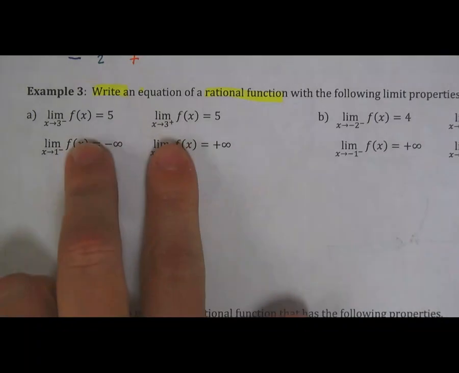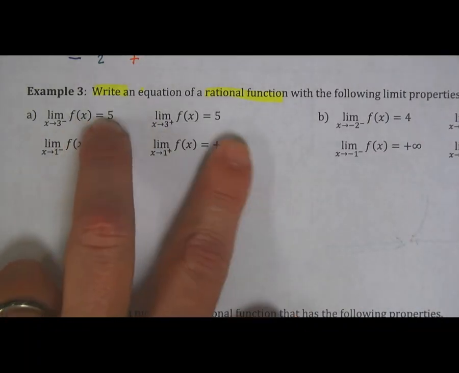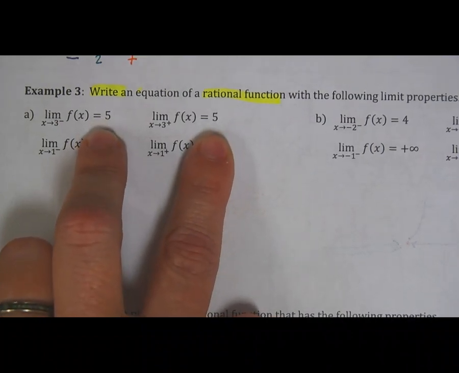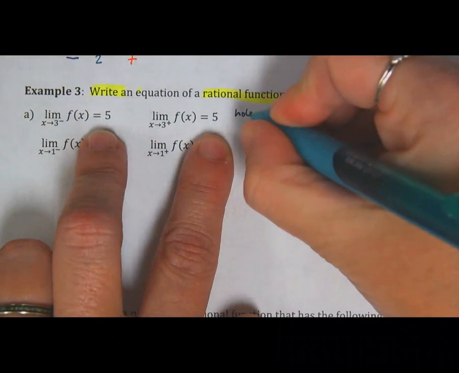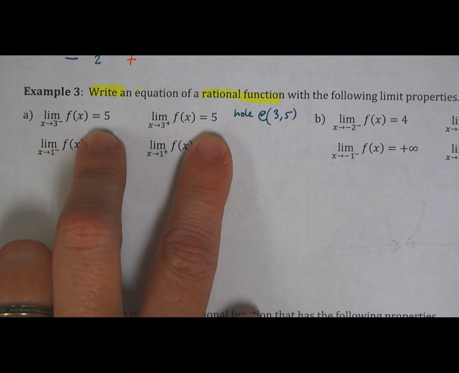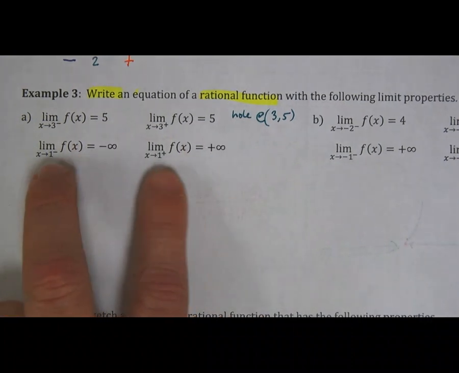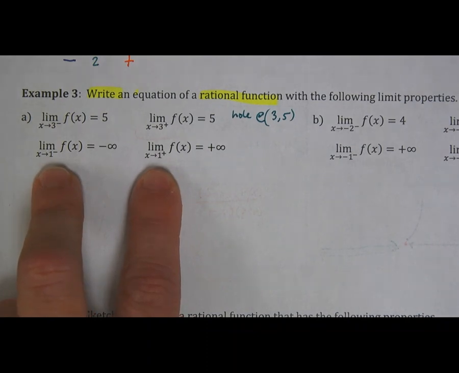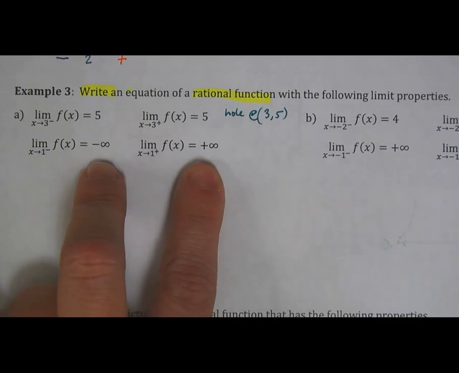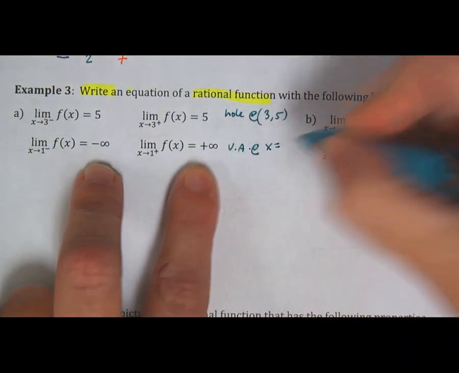I'm noticing there's a limit statement for as x gets closer and closer to 3, y's get closer and closer to 5. Is that a hole or a vertical asymptote? It's a hole, and where is the hole? There's a hole at (3, 5). Because these limit statements are about as x gets closer to 1 on the left and right, we're approaching infinity. That's a vertical asymptote at where? 1.